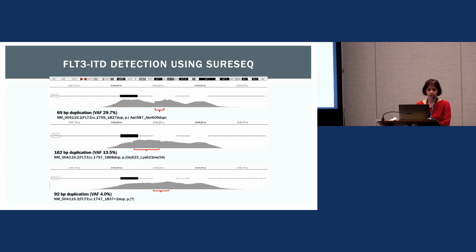This is an example of 3 different ITDs that we have seen in our cohort, with variant allele frequencies ranging from as low as 4% to almost 30% in these 3 cases, but also including a very large internal tandem duplication of FLT3, a 162 base pair duplication, that the platform was very easily able to pick up. And these have all been confirmed by single analyte testing as well as by PCR and electrophoresis.